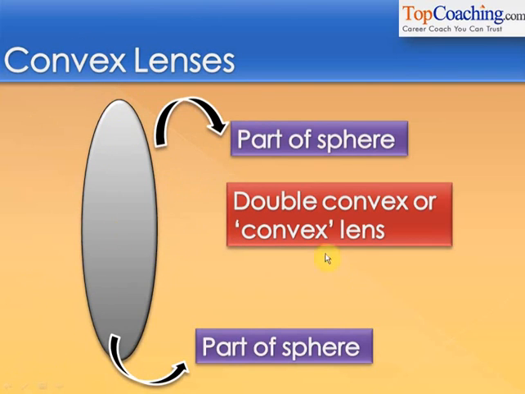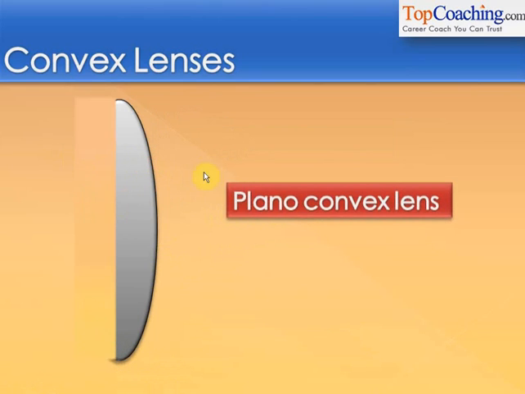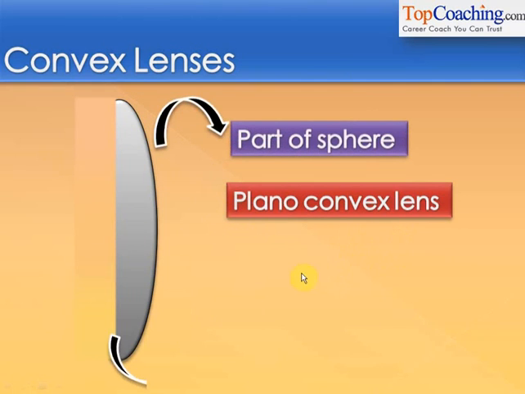This type of lens is sometimes also called a double convex lens, as both of its surfaces bulge outwards. That is, both of its surfaces are convex. This outward bulging surface is called a convex surface. Sometimes convex lenses can be plano-convex also. This means that one side is plane and one side is convex.